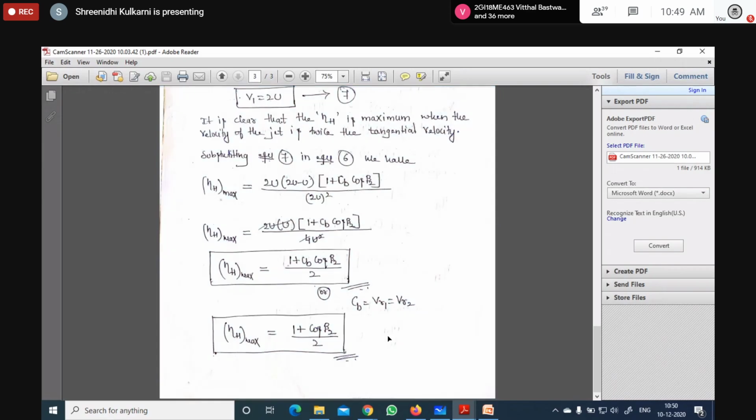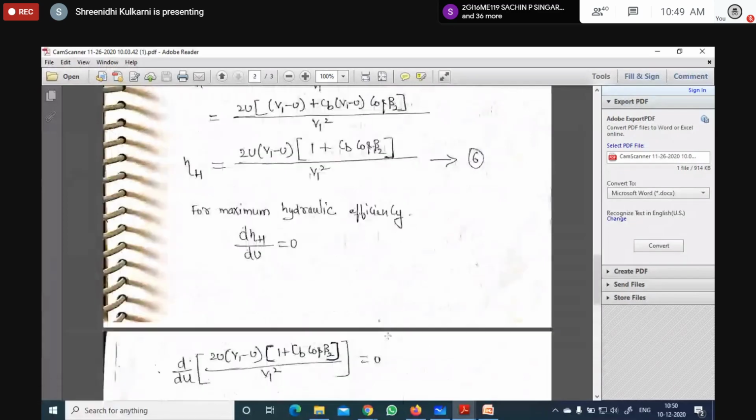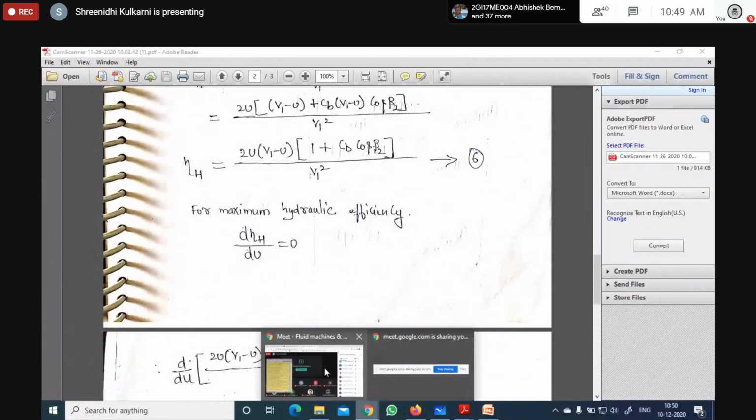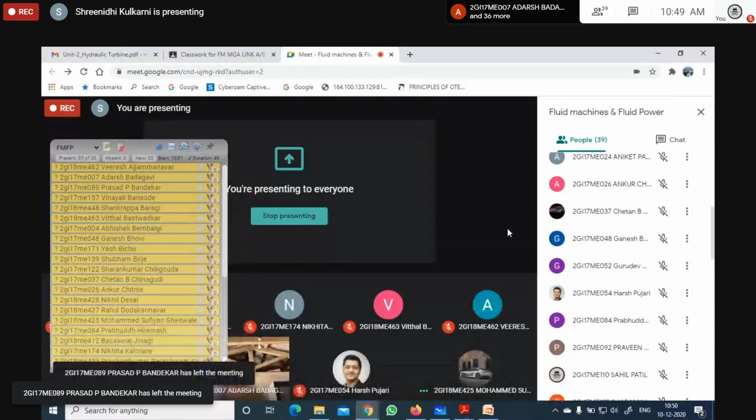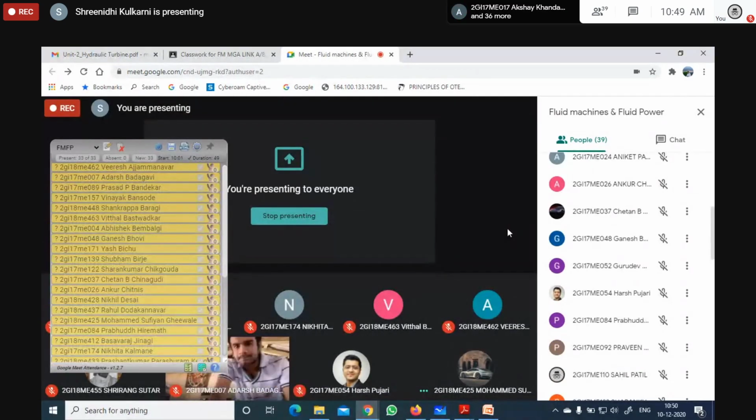So this is the maximum hydraulic efficiency for a Pelton wheel. I hope you understood this derivation. Yes, sir. Okay, you will take a break. Then I will start at 11 o'clock.